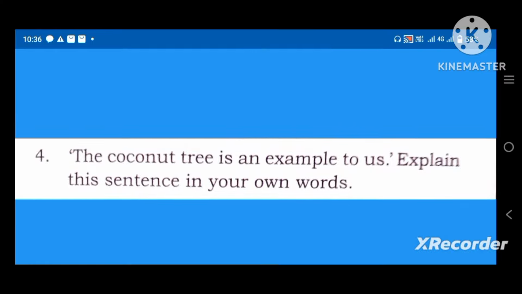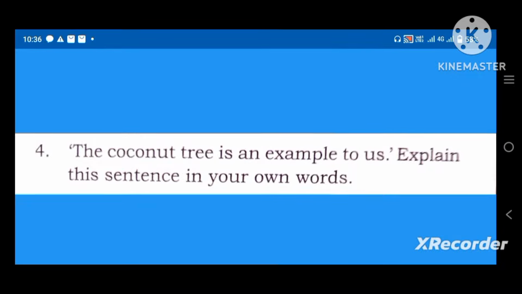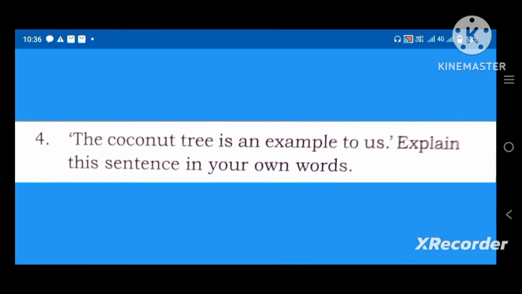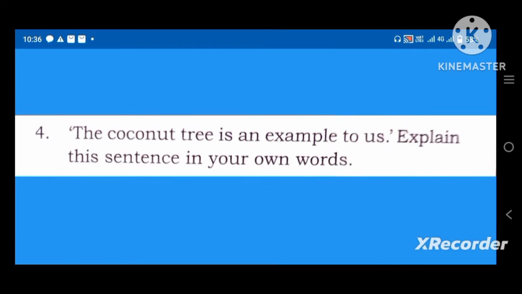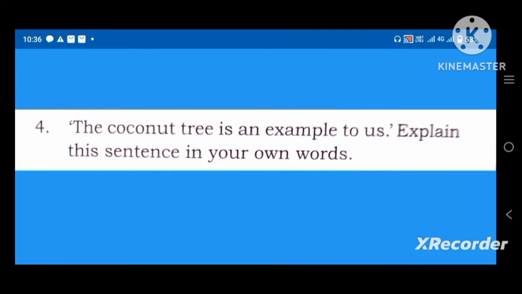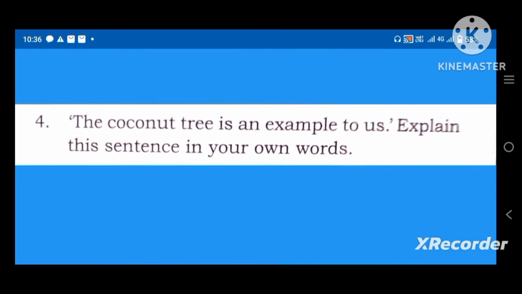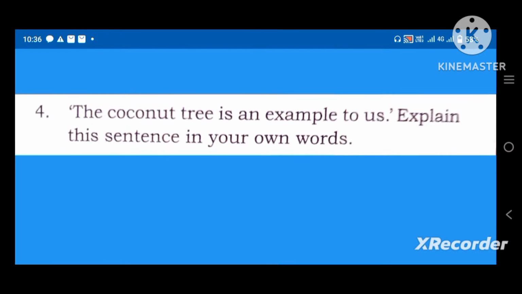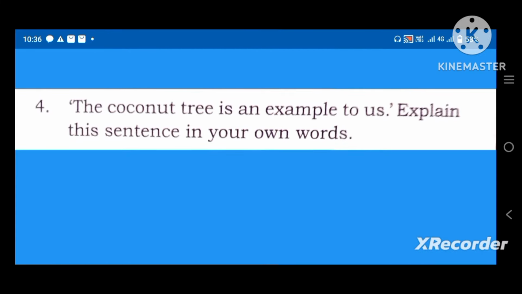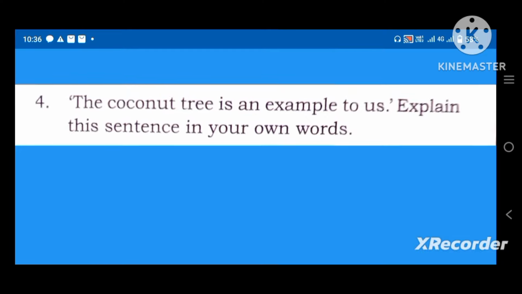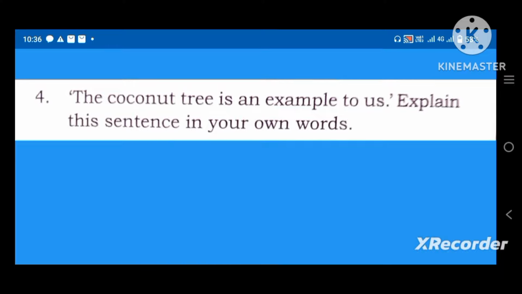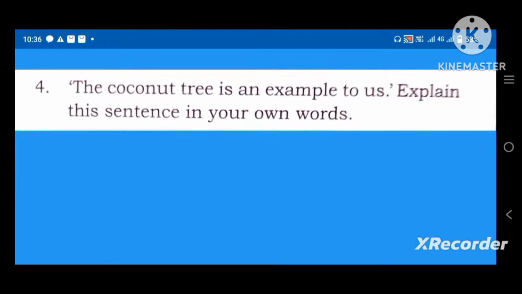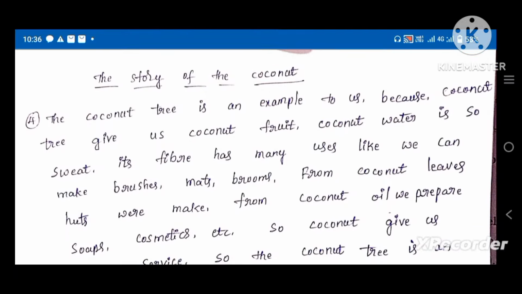Fourth question: the coconut tree is an example to us. Explain this sentence in your own words. Answer: the story of the coconut.